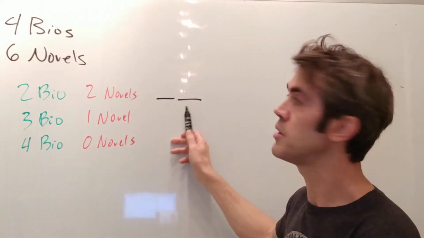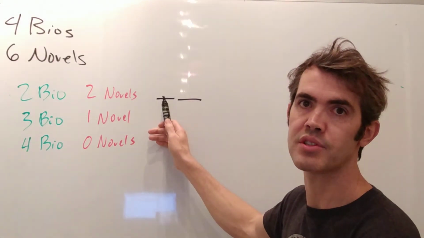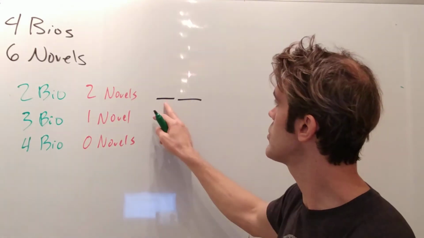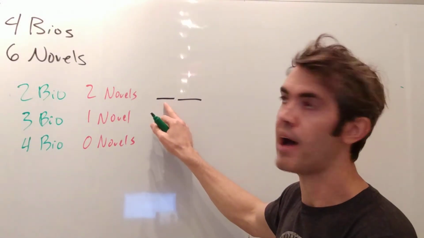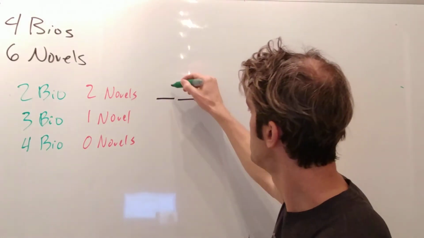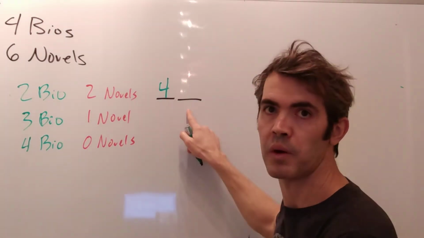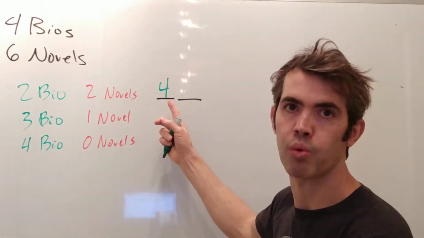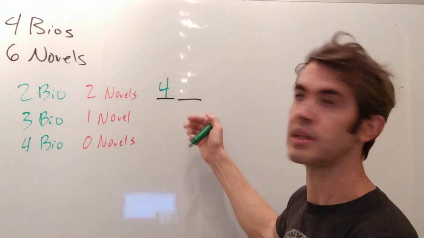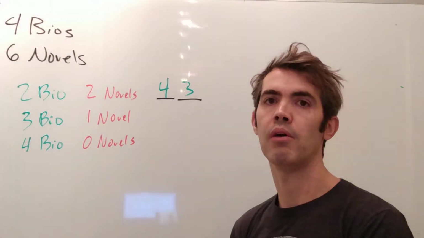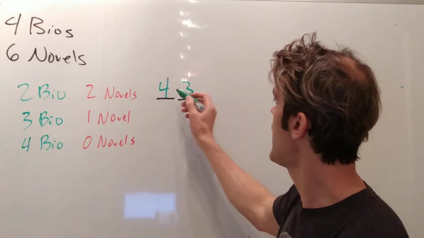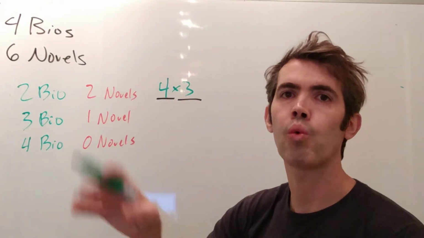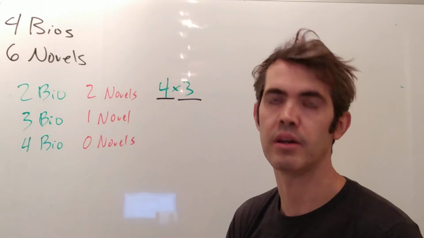And then what you do is, you're going to put the number of options you have in the first slot, and then the number of options you have in the second slot. Okay? So for my first bio, how many options do I have? I have 4, because I can read any of them. Now for my second one, how many options do I have? This time I only have 3, because I'm not going to read the same book twice. So I only have 3 books left. Cool? Now, what does this mean? It means that when you're done with this, you want to multiply these 2 numbers. So this means there's 12 ways that I could read 2 bios.